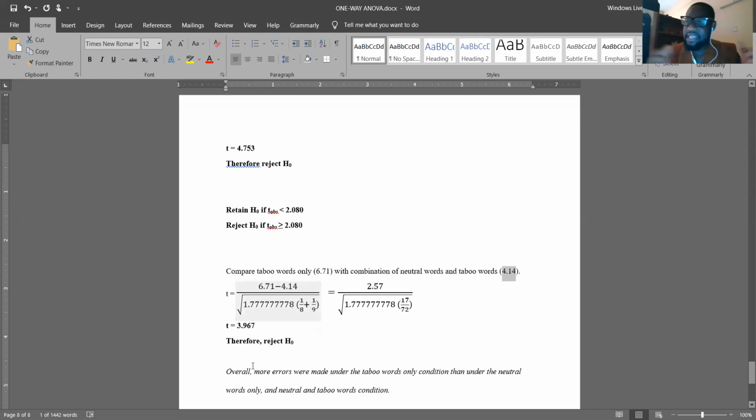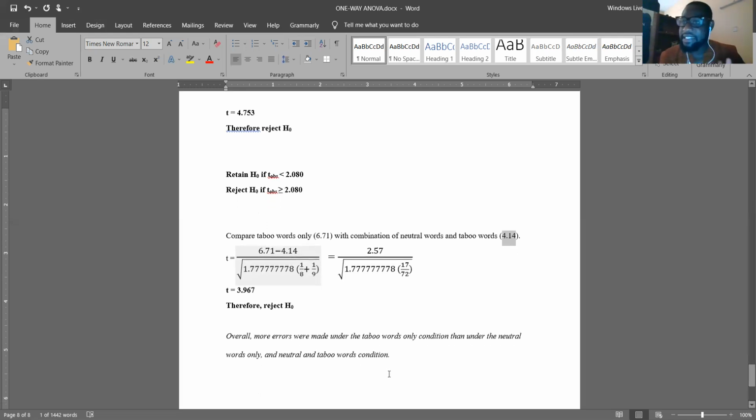And since these are the two main comparisons that the researcher hypothesized, and all of them were significant, then that should tell you that indeed more errors were made under taboo words only than participants in neutral words only and those in both conditions. So that's how you calculate protected t-test and LSD.